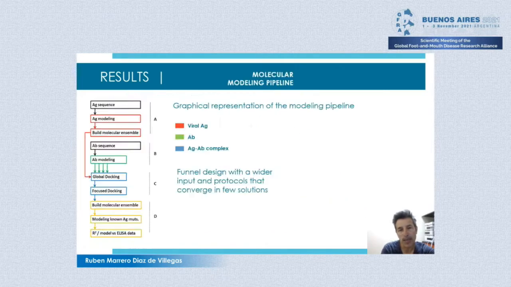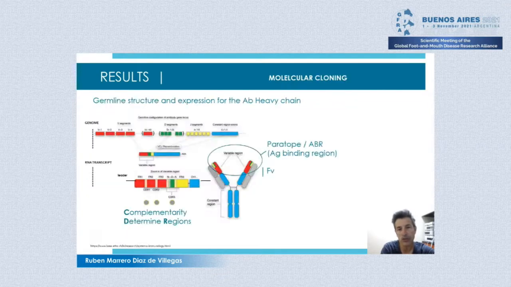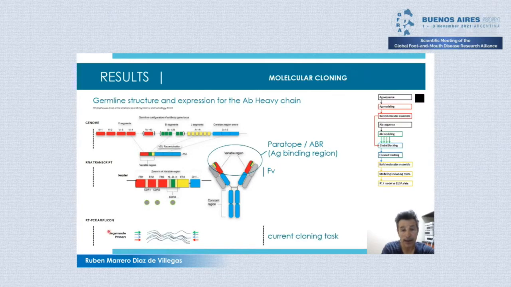Here, the molecular modeling pipeline is a graphical representation with several steps, and in general, we define a funnel design with software and protocols that convert input into interaction solutions. Going to the molecular cloning, here is the germline, the genome that codes for the H chain of the antibodies, that then is converted into a transcript. Here is where we amplify the sequence by RT-PCR.